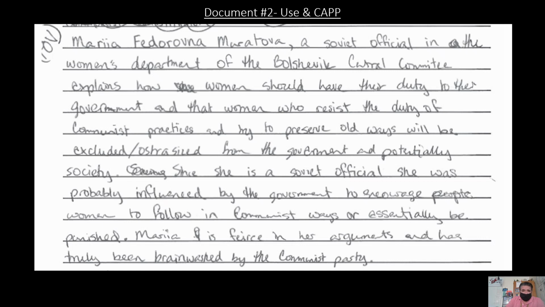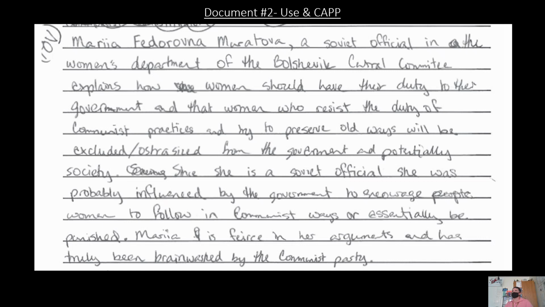Maria Fedorovna Maratova, a Soviet official in the Women's Department of the Bolshevik Central Committee, explains how women should have their duty to their government, and that women who resist the duty of communist practices and try to preserve old ways will be excluded, ostracized from the government, and potentially society. That first part, that is just using the document to support the thesis. I don't know exactly what her thesis was.